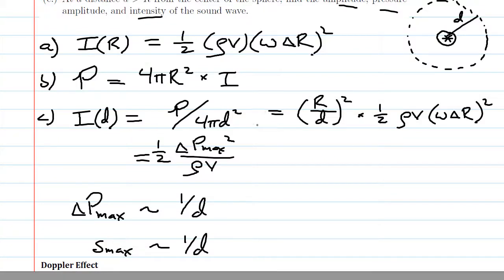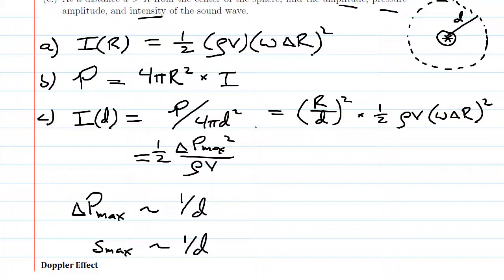This is sound waves we're talking about, but the exact same things are true for electromagnetic waves. This is why, although your Wi-Fi router, the intensity from it drops a lot as you go out, the waves are still there, even if you go farther away, or the light from the sun. The wave itself only drops like 1 over the distance.